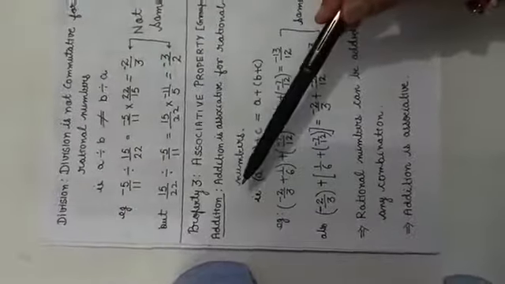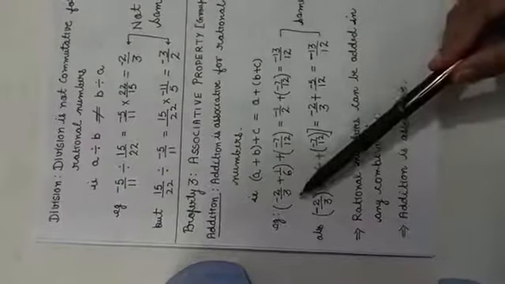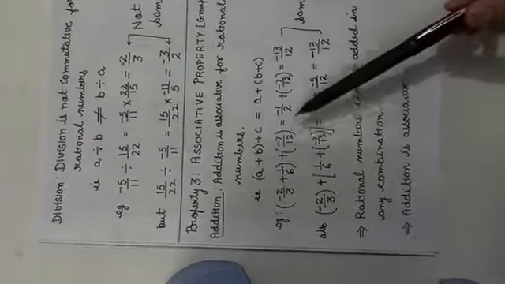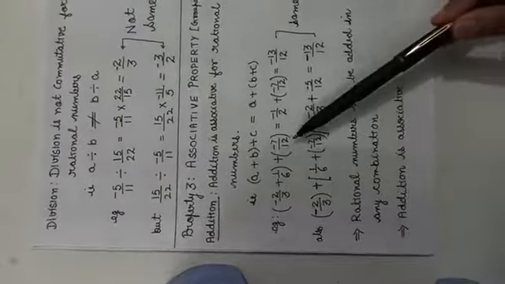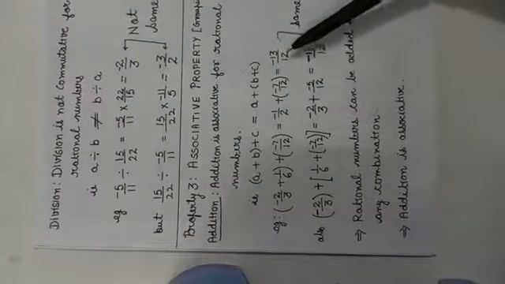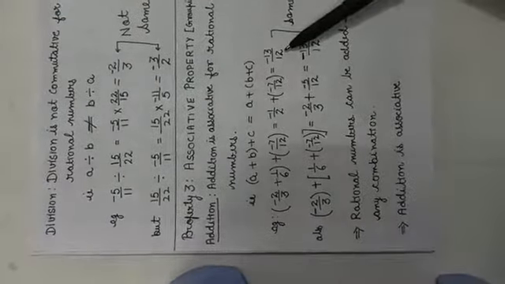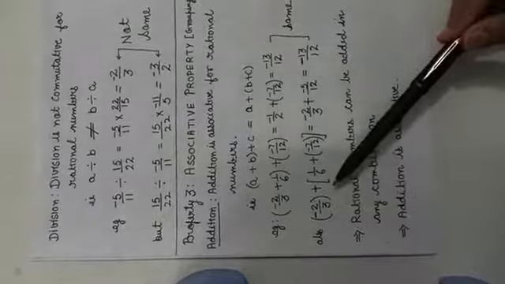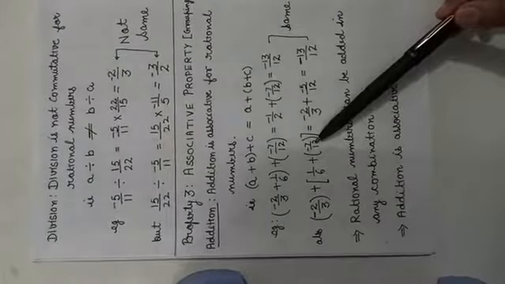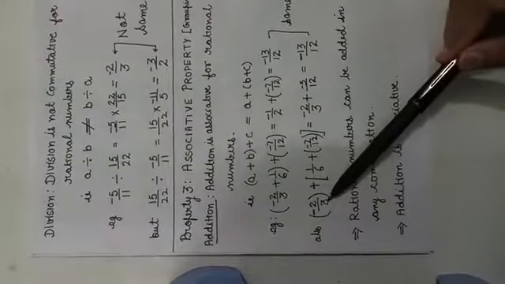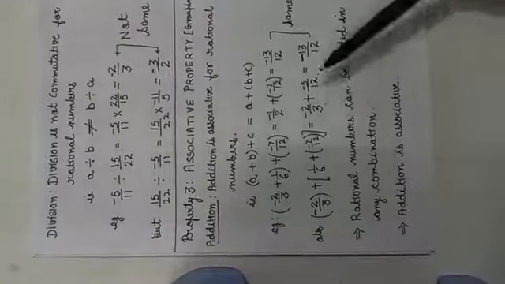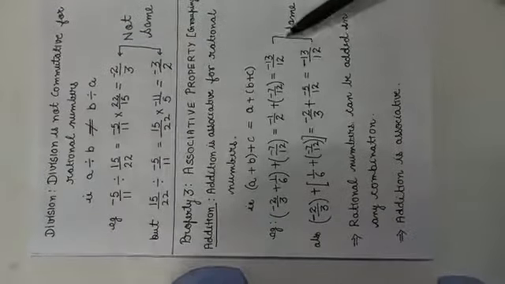Again see, for the addition we can write in any order. As you can see here, I have added these two numbers first, we get the answer this, and later on I added this. I get the answer minus 13 by 12. But in the second case, I have added these two numbers first and then I am going to add this number. So what answer do we get? I get the same answer.